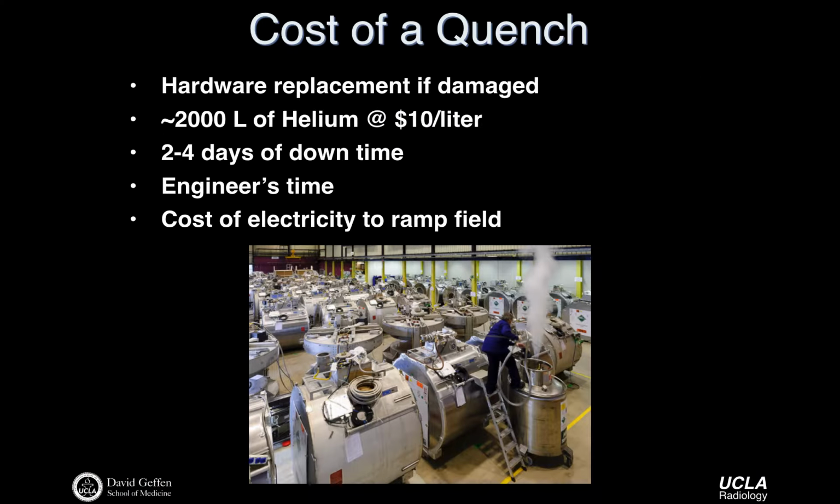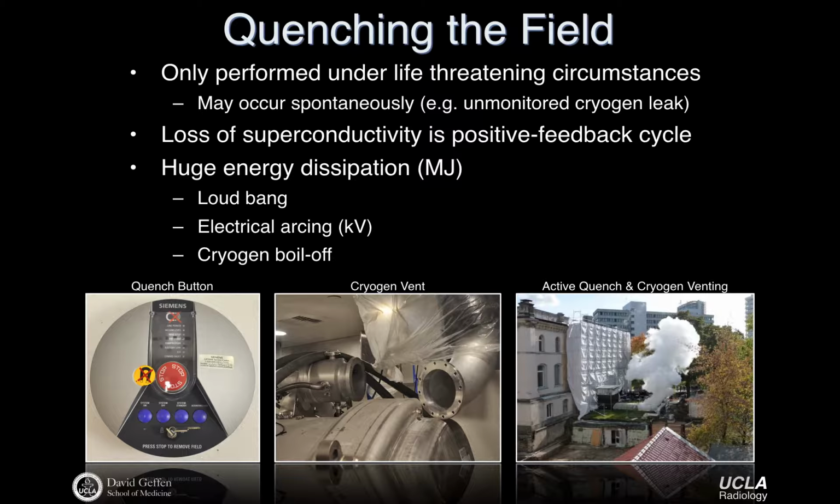Got a question. So to turn it off in a safe way, do we do it slowly? Yeah, there is. You can actually hook up a sort of reverse power supply to the scanner and bleed the current off. And that current then goes out a wire.